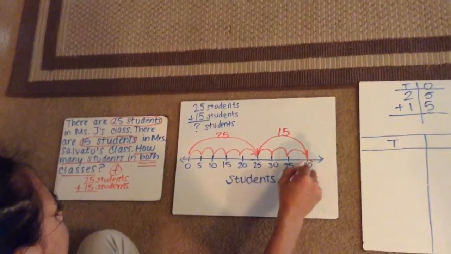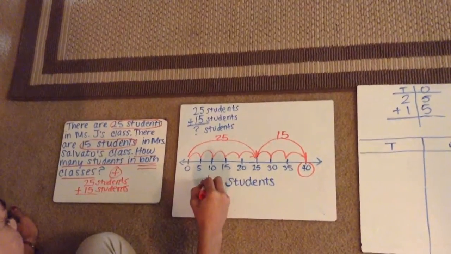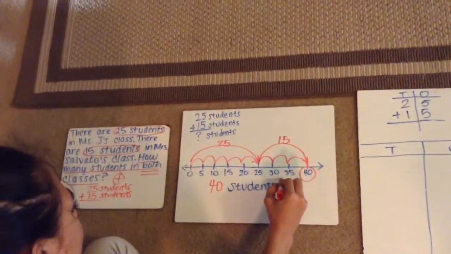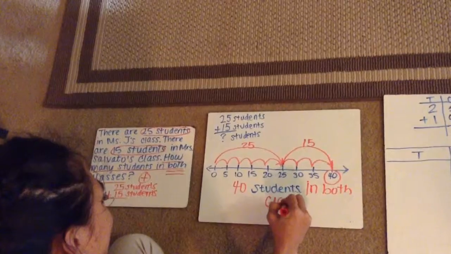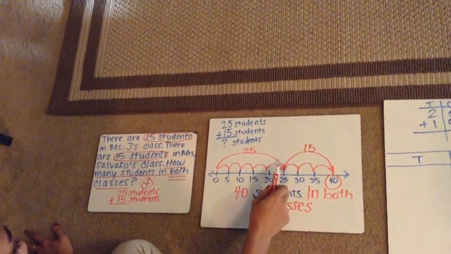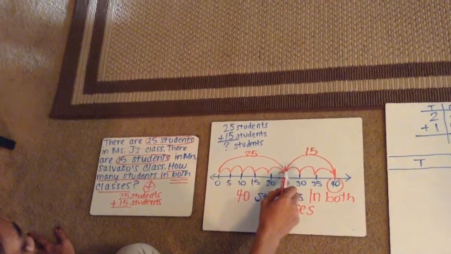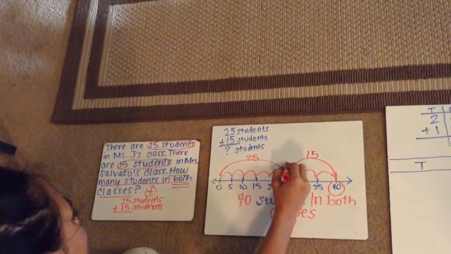The answer would be 40. So 40 students in both classes. The fact that the front of this arrow is touching the back part of this arrow indicates addition.